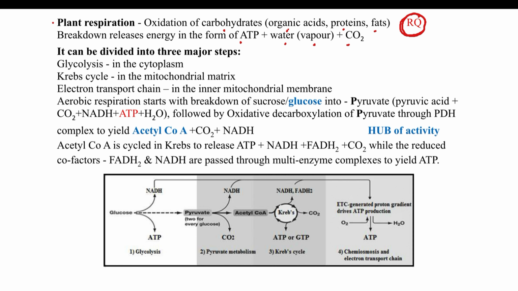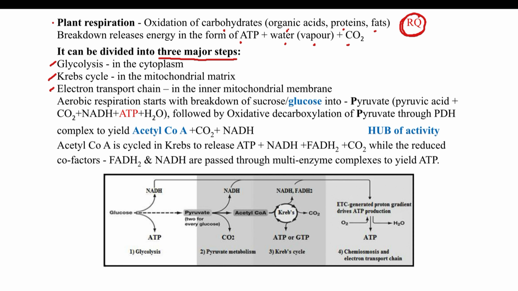When we talk about respiration, it can be broadly divided into 3 major steps. You have glycolysis, which occurs in the cytoplasm. Therefore, glycolysis occurs in both prokaryotes and eukaryotes. You have the second major step in the form of a cycle, the Krebs cycle, which runs in the mitochondrial matrix. Finally, to generate ATP, we have the electron transport chain, which occurs in the inner mitochondrial membrane.